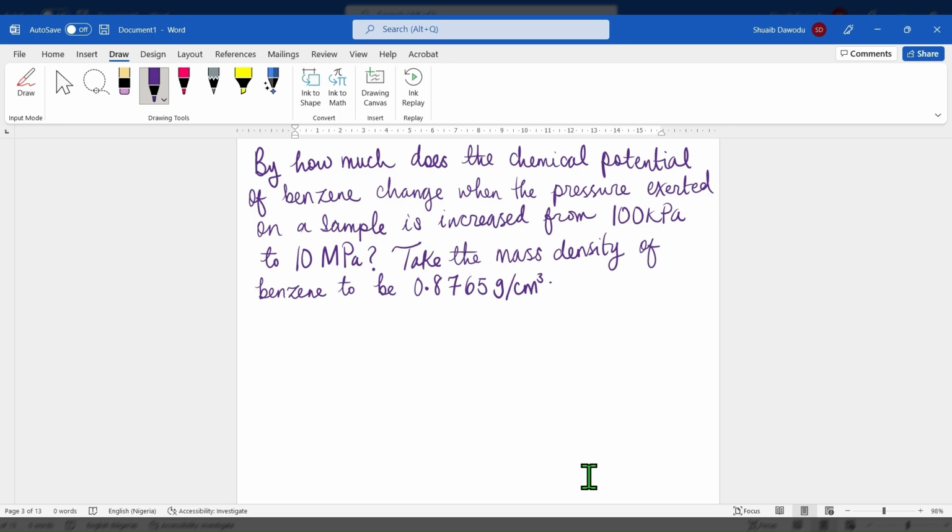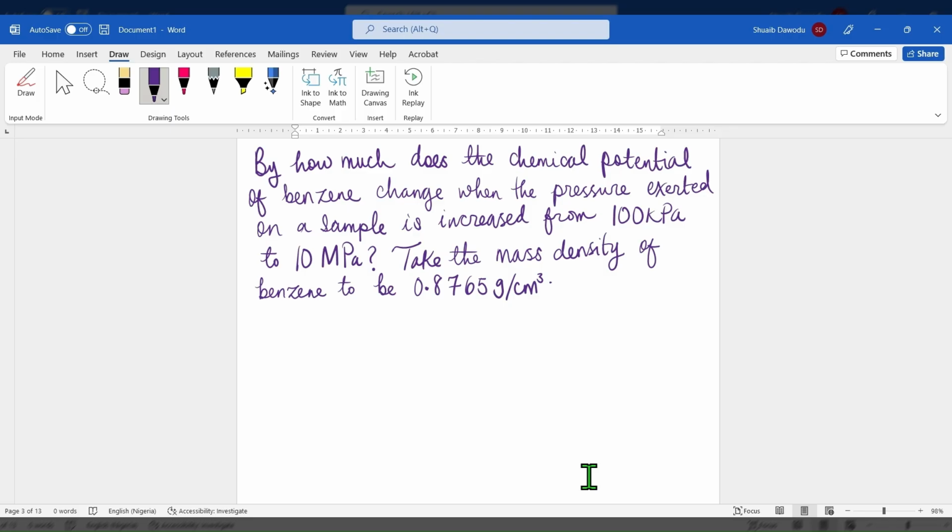So in this particular video, we're going to be working on the question on the screen that says, by how much does the chemical potential of benzene change when the pressure exerted on a sample is increased from 100 kilopascals to 10 megapascals? Take the mass density of benzene to be 0.8765 gram per centimeter cube.